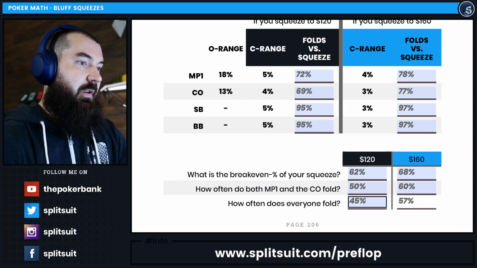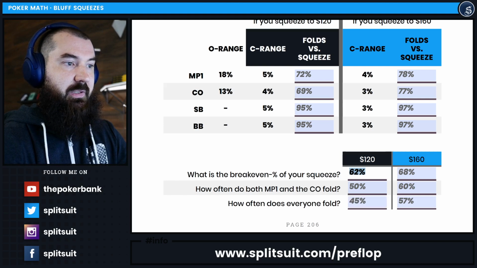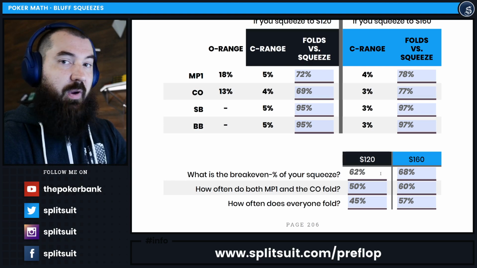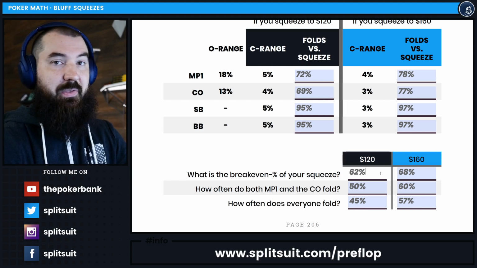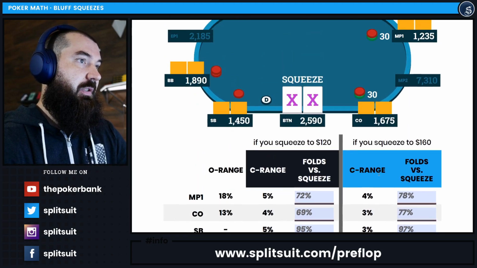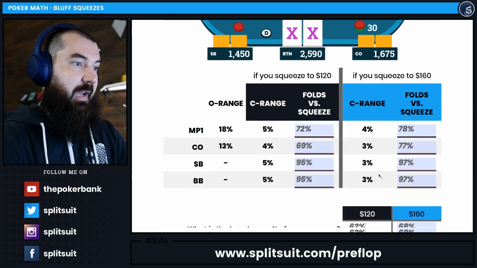So you noticed here, we thought that everyone was going to fold here collectively 45% of the time, and we have a 62% break-even. Now, obviously, this isn't pure auto profit. We can't just squeeze with any two cards and show outright profit, but this could still be a spot that could definitely have some bluffs, and we should have some bluffs in this spot because there are stack sizes left to play for, and it's not like we're going to get shut out every single time.